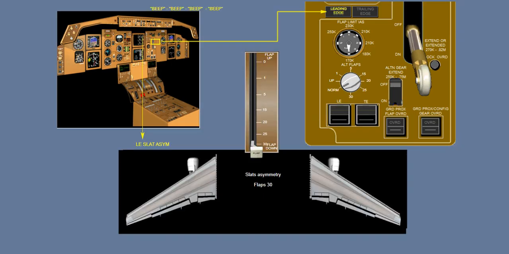Leading edge asymmetry. The indications and actions for leading edge asymmetry are identical to the slat disagreement situation, except that the ICAS message is leading edge slat asym. In this situation, the hydraulic power to only the slats is shut off. This situation inhibits any slat operation by the alternate system.